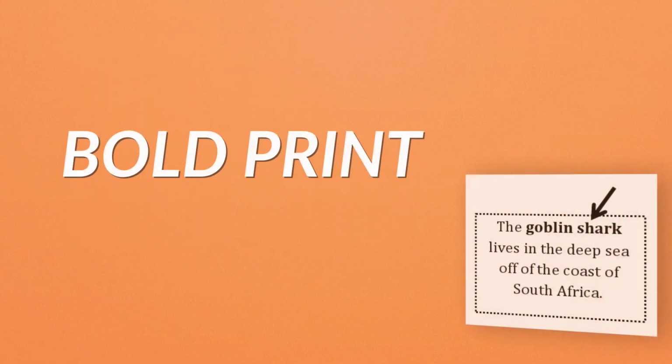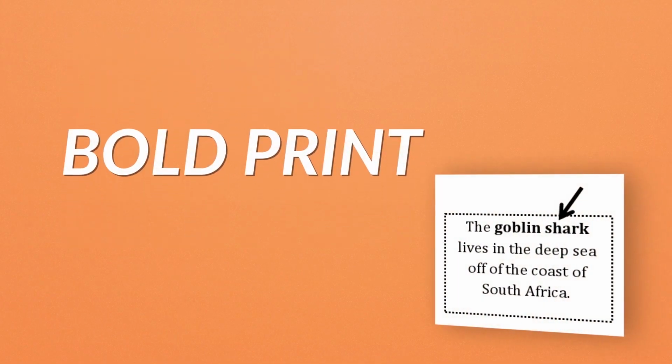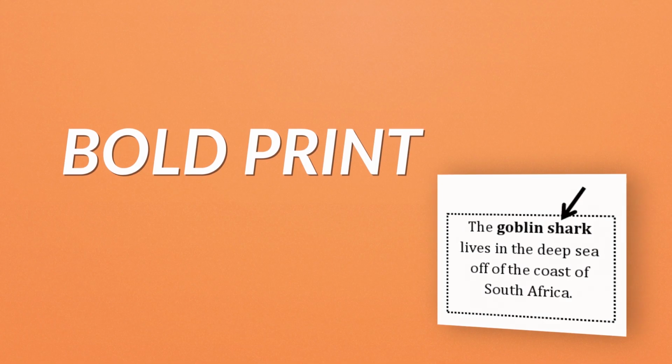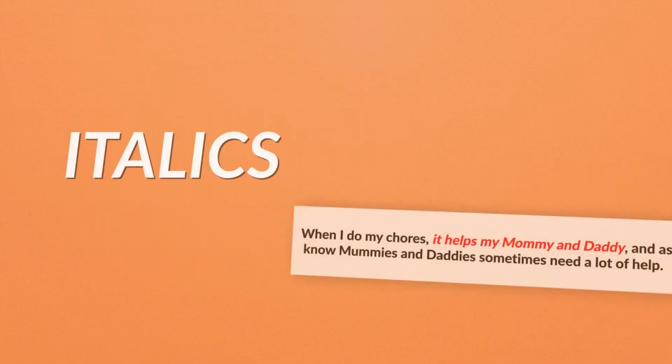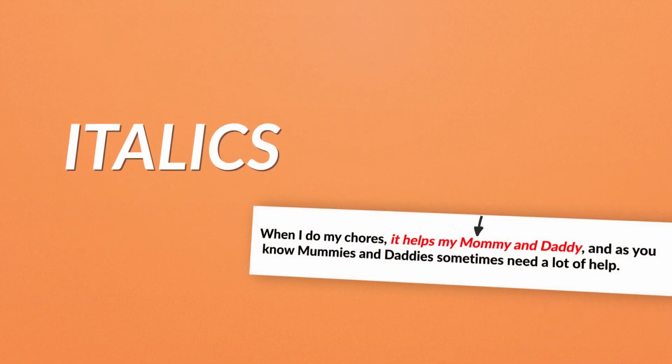Number 7, we have bold prints. Now these are words written in a dark and thick print within the main body of text. They signal important vocabulary, words or phrases that are key to understanding the text clearly. Number 8. Italics. Fonts slanted to the right within the main body of a text. It indicates proper nouns or words readers should emphasize when reading.